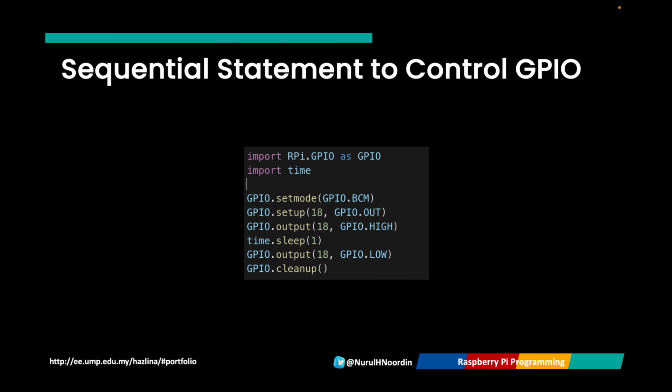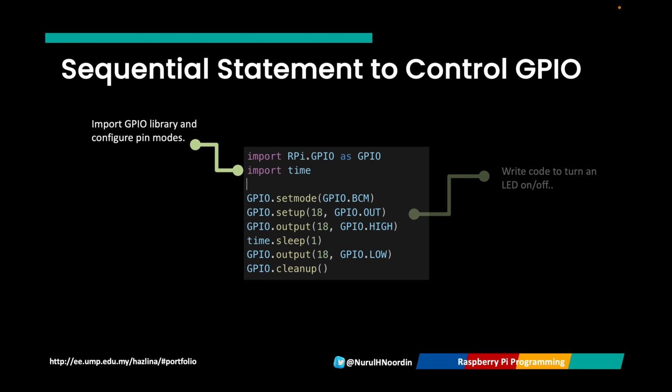This is an example of sequential statements in Python. Import the GPIO library and configure pin modes. Set the LED pin as an output and write a program to turn it on and off. This step is the foundation for more advanced applications like home automation and robotics. Let's see how this works in Python. This is where you import the GPIO library and configure pin modes, and then you write code to turn an LED on and off. A time interval of 1 second is stated by time.sleep for 1 second.